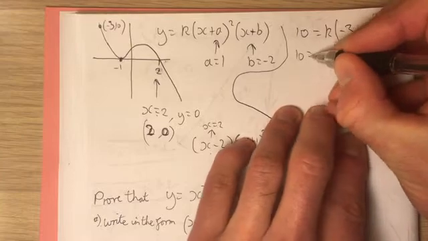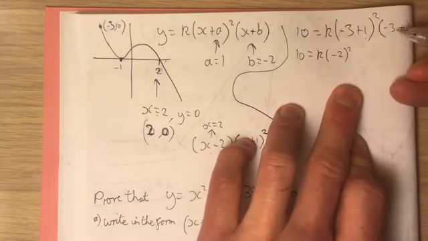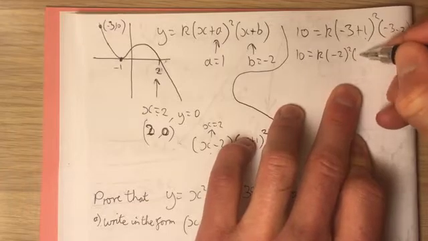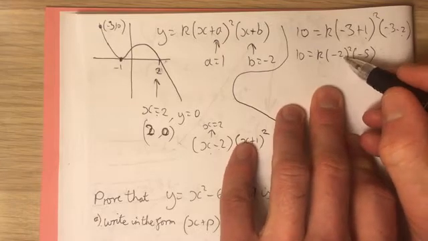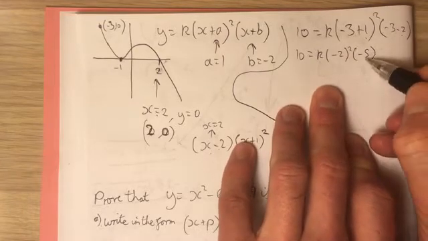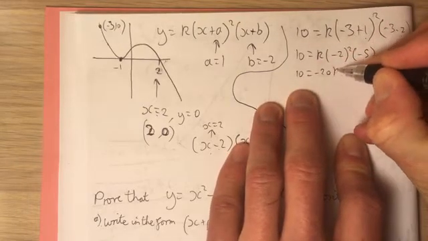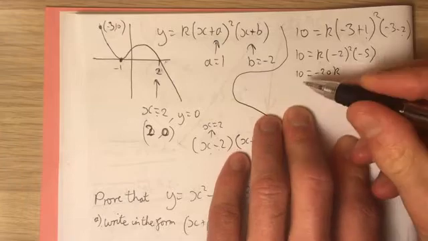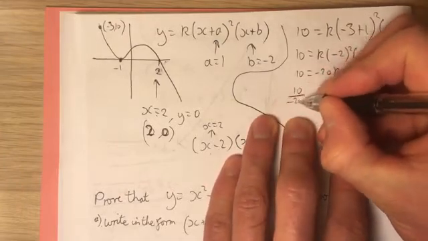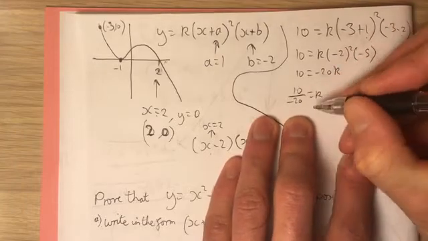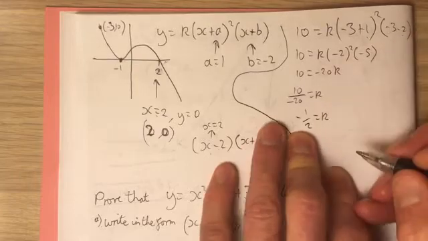So I've got 10 is k, negative 3 plus 1 is negative 2 squared, negative 3 take away 2 is going to be negative 5. Negative 2 squared is positive 4. 4 times negative 5 is negative 20, so 10 is negative 20k. Divide by the negative 20, and I'm going to end up with 10 over negative 20 equals k, which can more easily be written, cancel these out, as minus a half equals k.